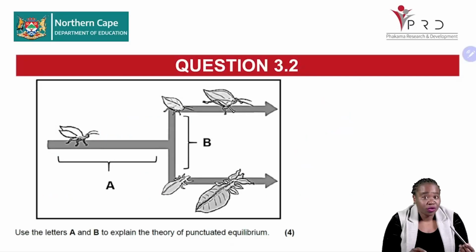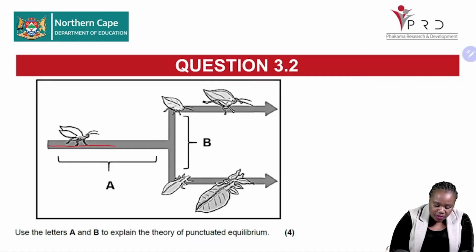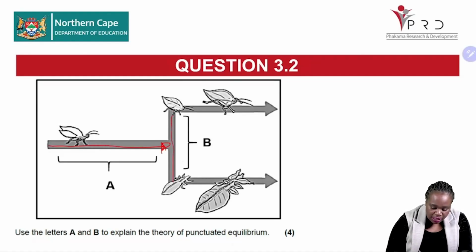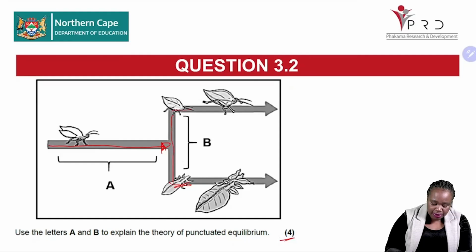Okay, let's have a look at 3.2. So we can see this diagram that represents a punctuated equilibrium. We can see that we have these long periods of time here where there are no changes, and then some changes within a short period of time there, right? It says here, use the letters A and B to explain the theory of punctuated equilibrium for 4 marks, right?